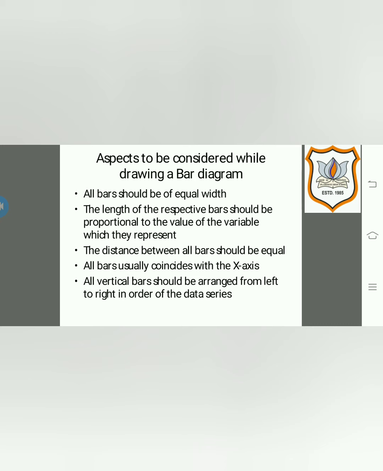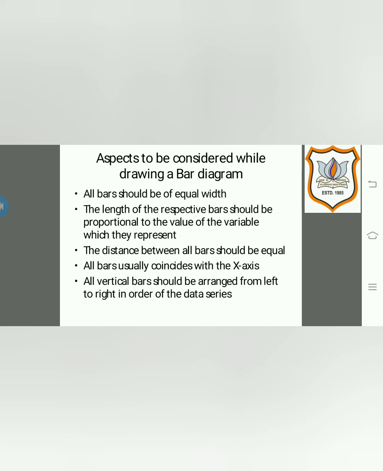Similarly, third point is the distance between all bars should be equal. That means the gap between two bars should be the same. And not only this, it should be maintained between the very first bar and the origin also. Whatever gap is being left between the origin and the first bar, that same amount of gap should be left between all the other bars.